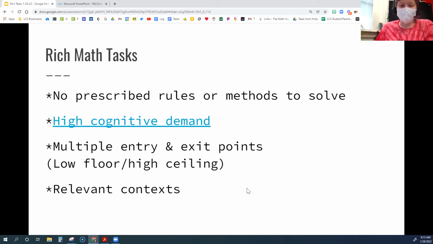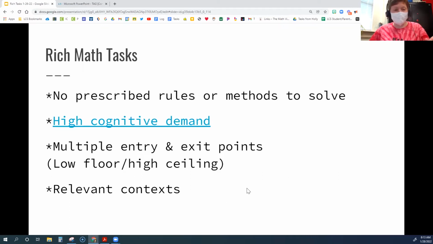And then finally, the relevant context is important. So it's not just a problem, but it's placed within something. In 2nd grade, we did a rich task this year, and the relevant context was a bag of Takis. And every time the teachers actually pulled out the real Takis, they were into it. They were bought in right away.